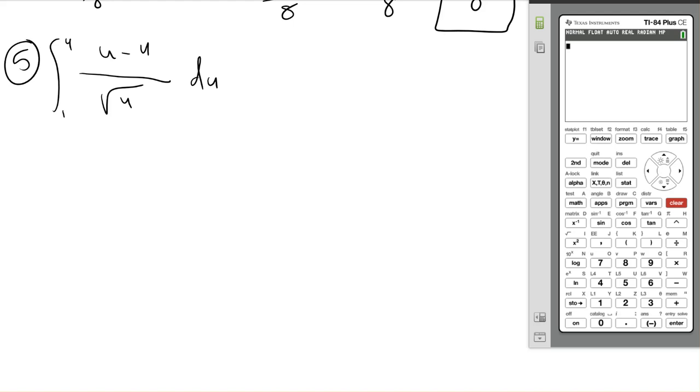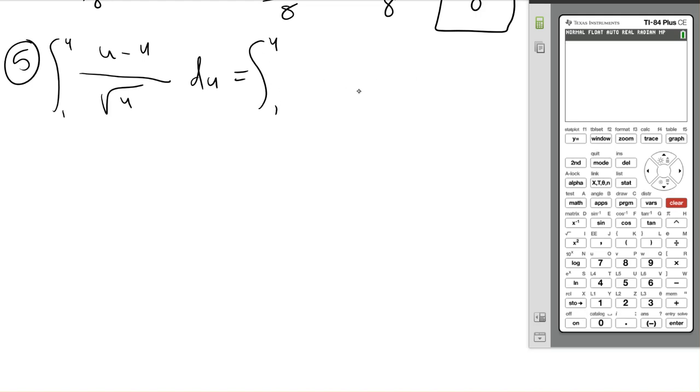My number 5 says from 1 to 4, integrate u minus 4 over the square root of u. Okay, so since we only can undo two types of derivatives right now, we can undo stuff that we have memorized and we can undo power rule. We can't do anything else. This doesn't look like anything that was memorized. It's not sine, cosine, it's not a trig function, it's not e to the x, it's not natural log or anything like that. That implies that really you need to figure out how to rewrite this.